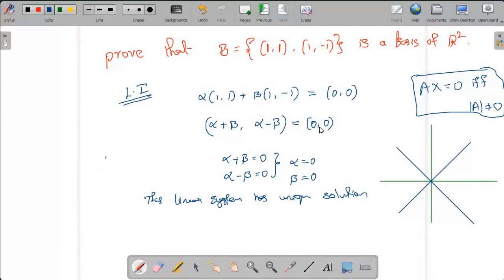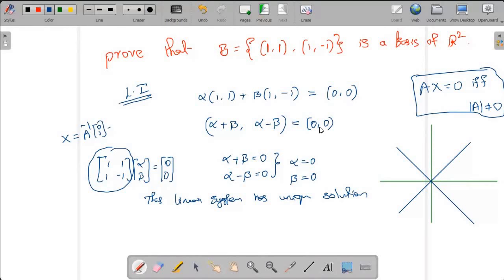Here you write (1, 1; 1, -1) times (alpha, beta) equal to (0, 0). You can see the determinant of this coefficient matrix is non-zero. It means this matrix is invertible. When it is invertible, you know the solution can be given by A inverse into this zero vector, so that is the zero vector itself. Therefore, the unique solution is (0, 0) only.